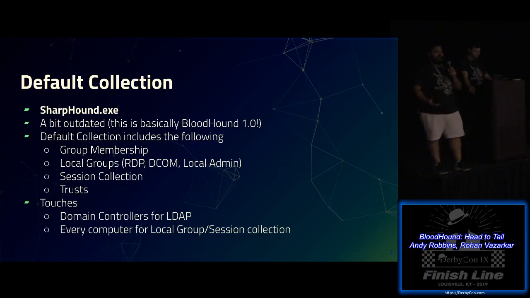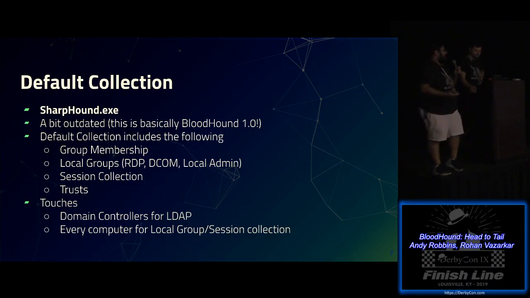All right, so default collection, this is actually probably where people start. They just run sharphound.exe, and it goes to work, and it collects a whole bunch of stuff and gives you some cool JSON files. This was what we originally started with when we released SharpHound, and really the BloodHound project. This is kind of BloodHound 1.0. It's pretty outdated at this point since we've added so much stuff since then. But really all it collects is group membership, local groups on hosts, session information, and trusts.